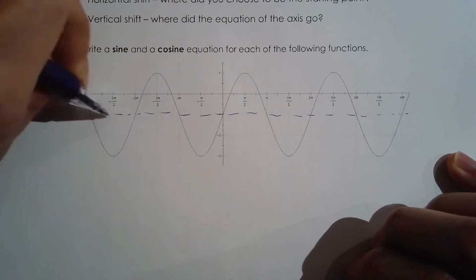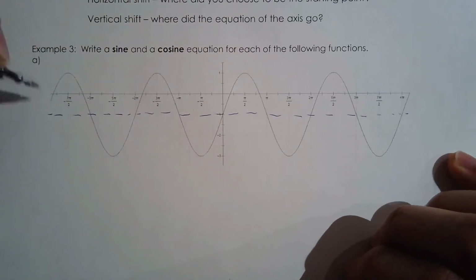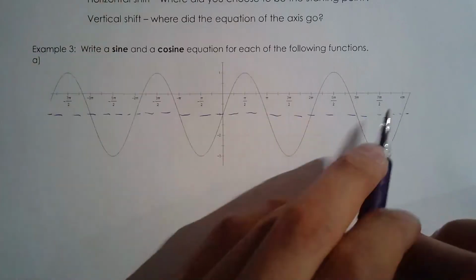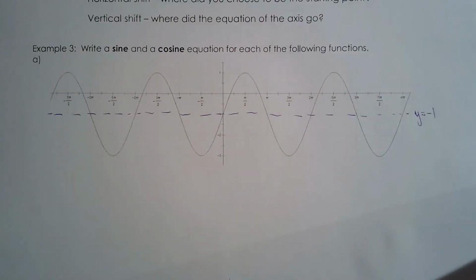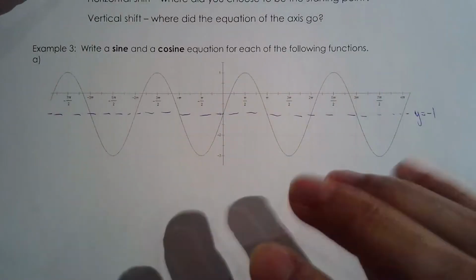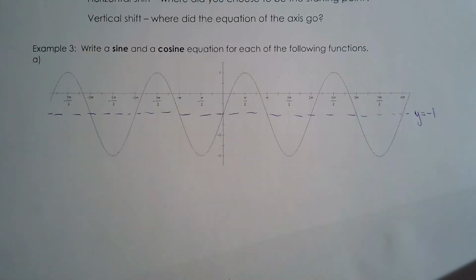Ooh, that was not pretty. It's okay. Okay, so that's the equation of the axis I drew right there. You can even write it out: y equals -1. I'll show you how I got -1 afterwards, but it's very obvious it's -1.